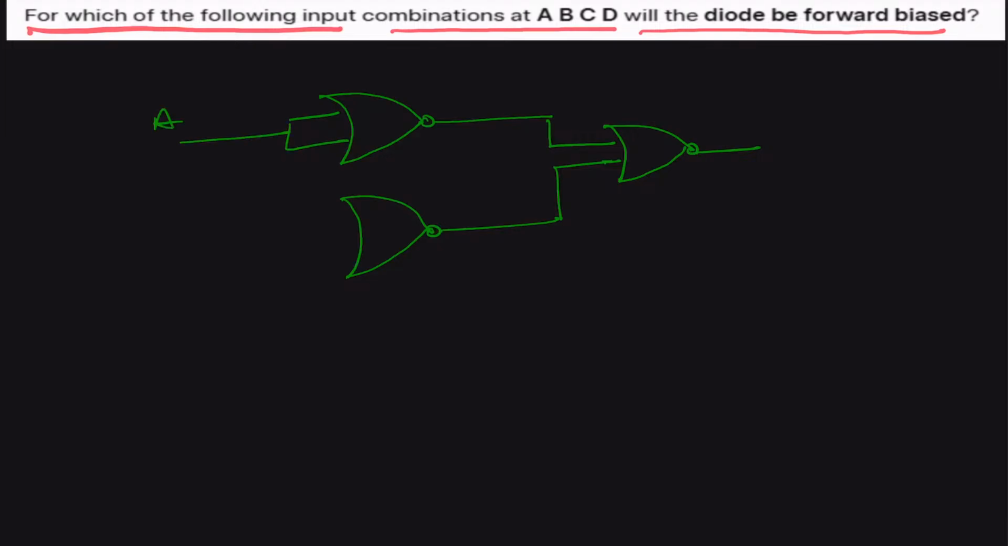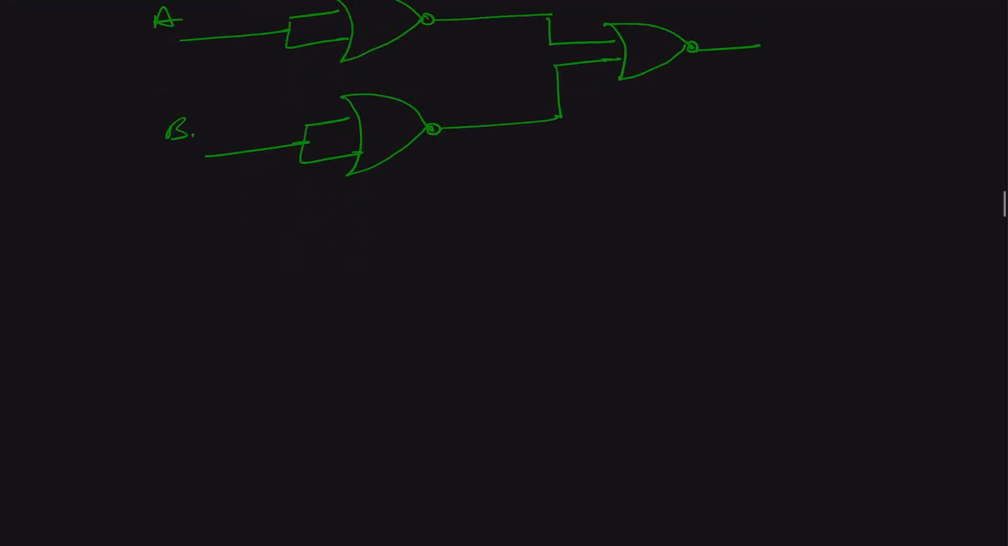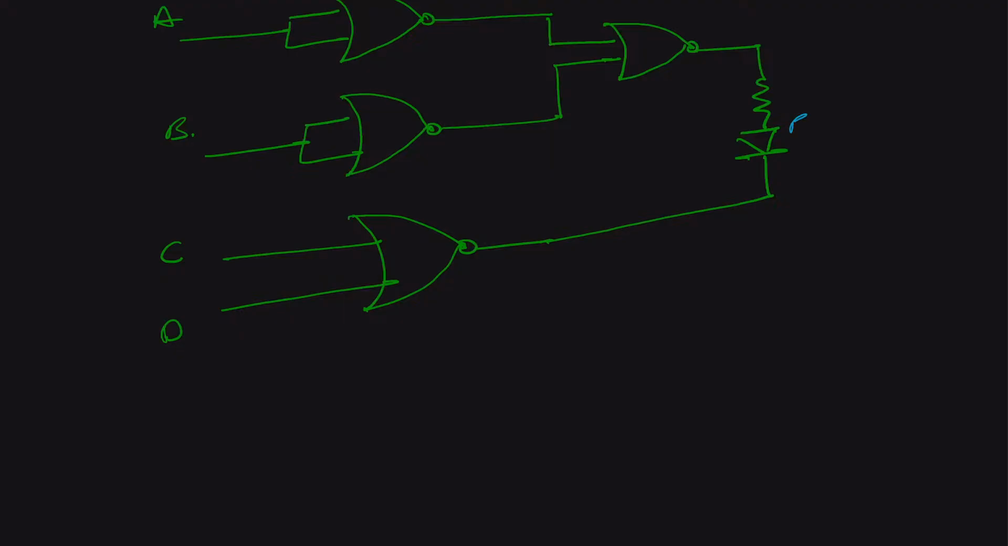This is input A, this is input B, and we are having our C and D, and here we are having a diode connection. Sorry, this is the diode. And we have to say that the diode is forward bias. So forward bias, we know that this is our P and this is our N terminal.